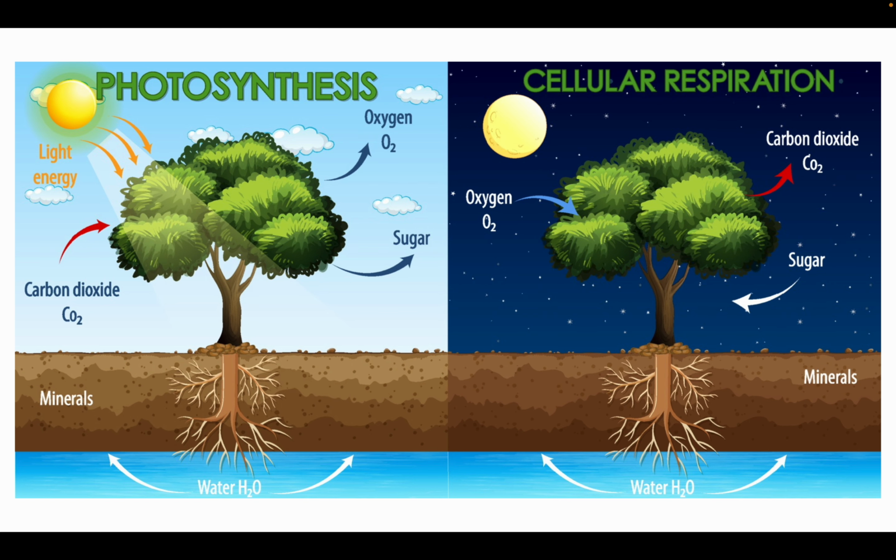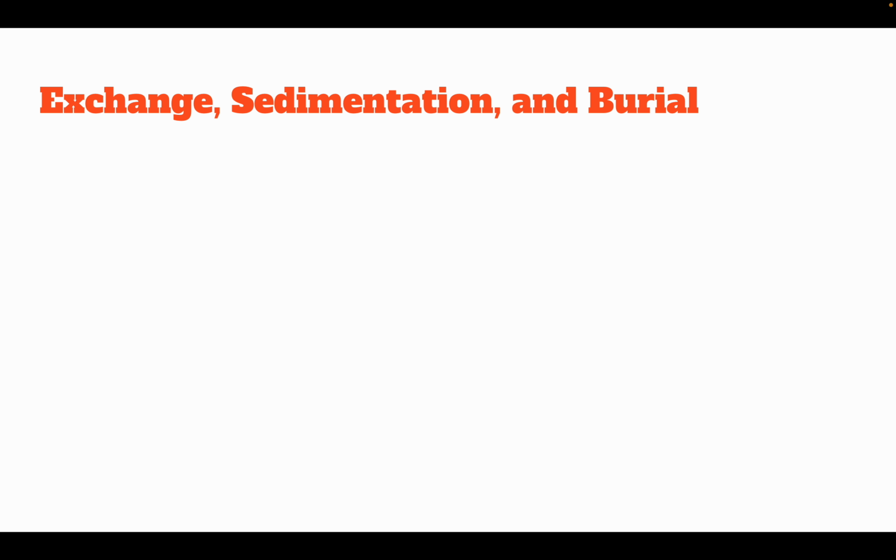So again, photosynthesis is going to take in light energy and carbon dioxide, releasing sugar and oxygen. Cellular respiration is going to take in oxygen and release carbon dioxide. Now it's also going to be taking in sugar.